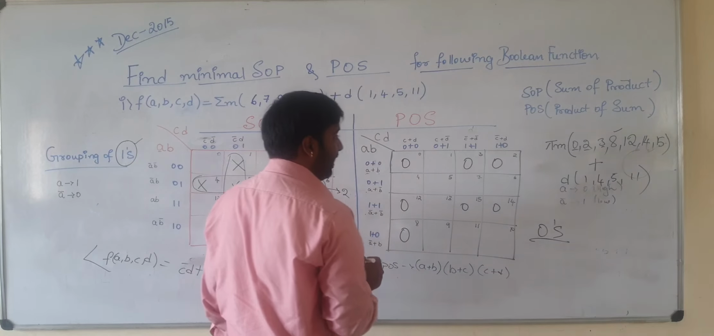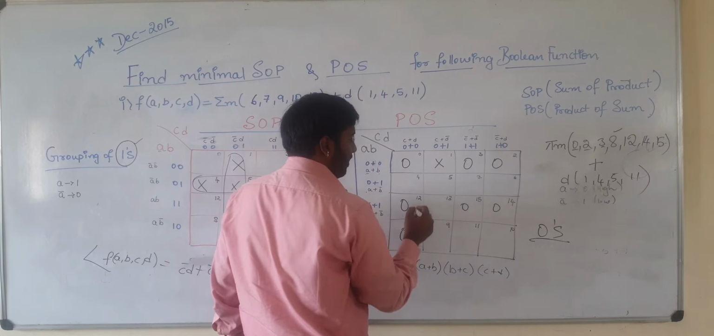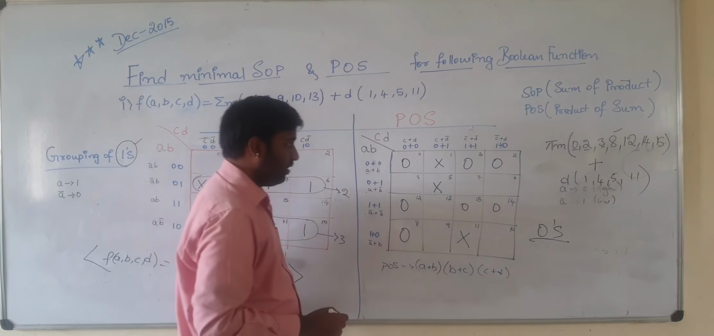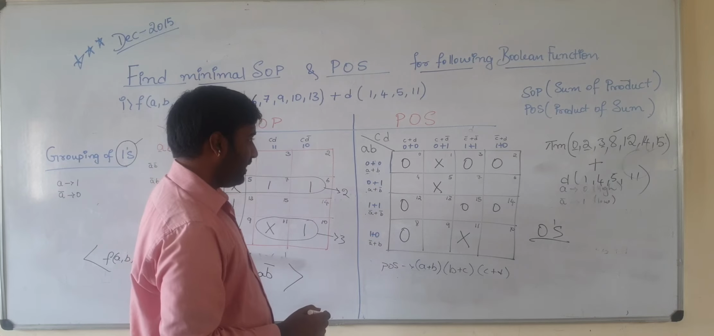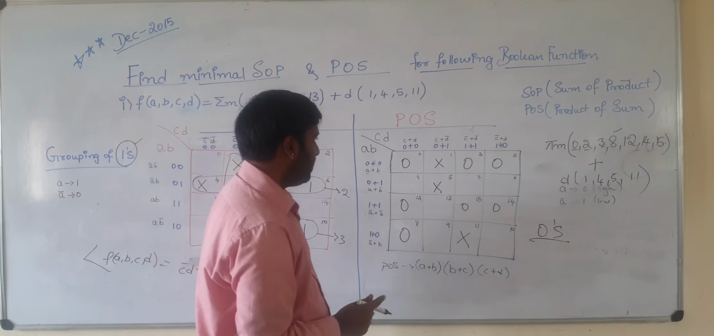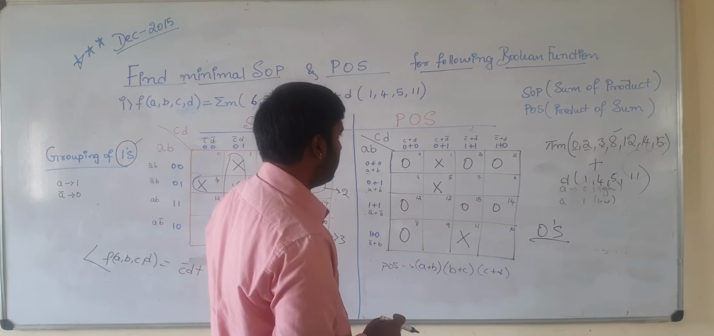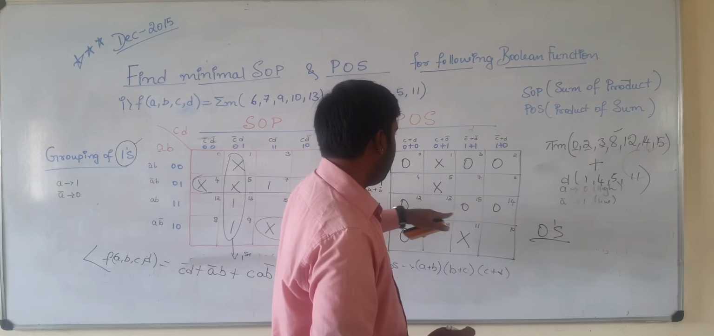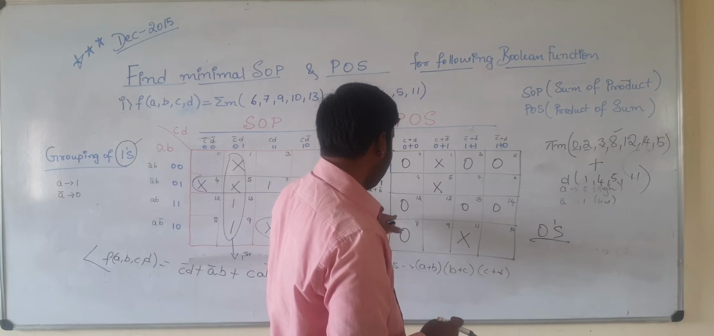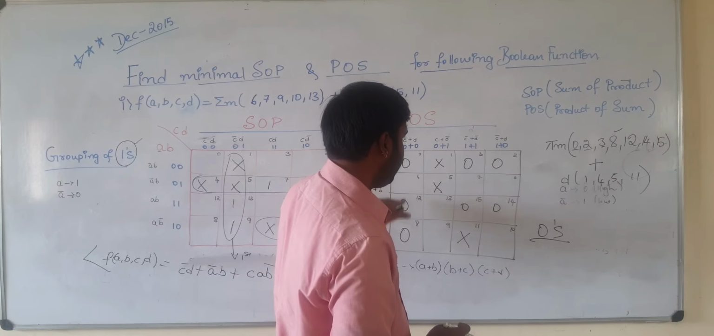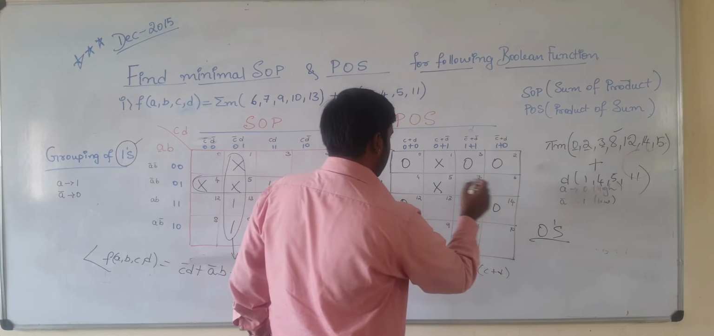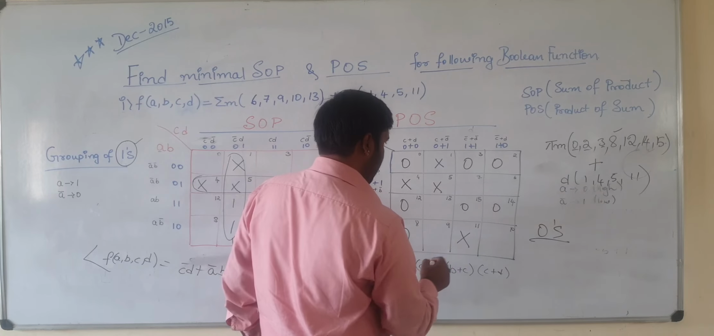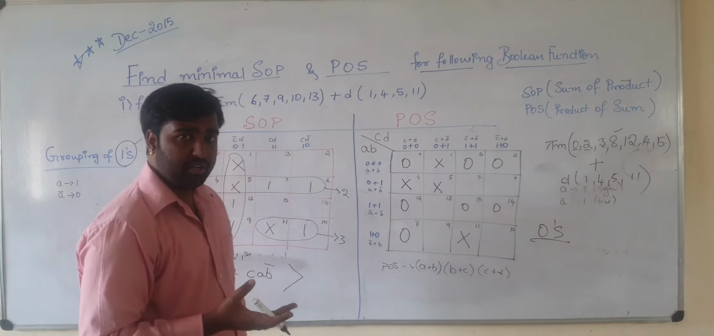1, 4, 5, 11. 1 is don't care, 4 is don't care, 5 is don't care, and 11 is don't care. So this is the first step. Now, grouping.